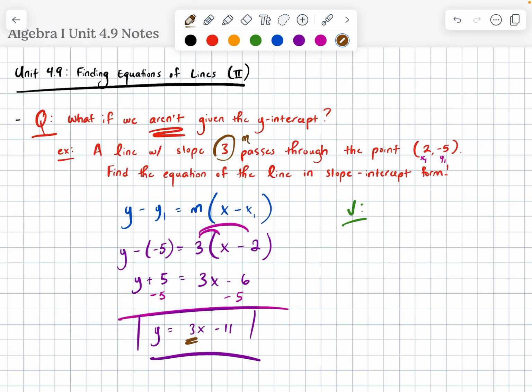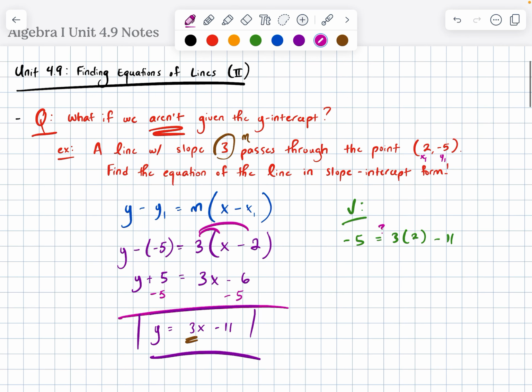Very nice, invisible person. All I've got to do is substitute. So the y value of negative 5 is going to take the place of the y in my equation, equal to 3 times the x value of 2, and then I have a minus 11 over on the side. Let's show for sure that these two sides are the same. Well, I've got negative 5 equal to 3 times 2, which is 6, minus 11. Negative 5 is equal to 6 minus 11. 6 minus 11 is negative 5. Would you look at that? Point-slope form got us to a valid form of our line. Very nice. So there's point-slope. We know what it looks like, and we know that it works.